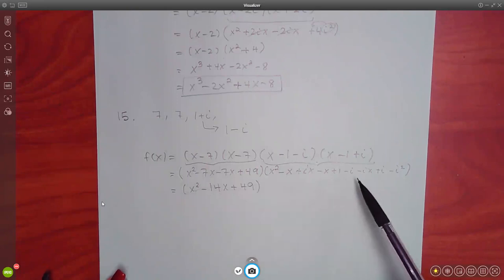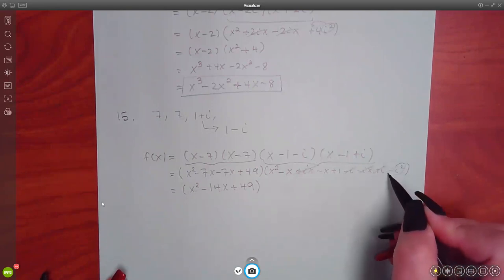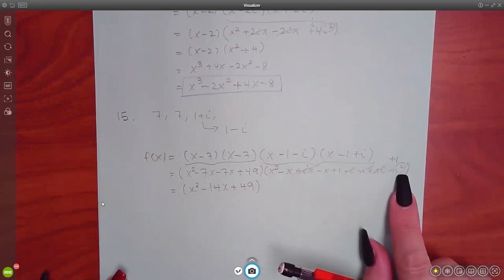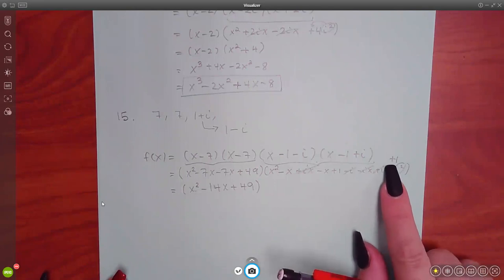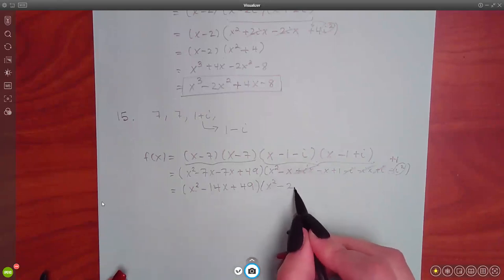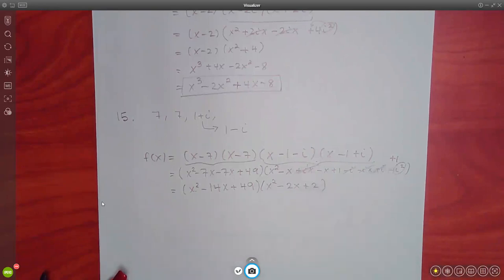So this, let's see, the positive ix and the negative ix will cancel. The negative i and the positive i will cancel. But this negative and this minus will actually turn into a plus 1, right? Doesn't i squared become a negative 1? And then that negative makes it a plus 1. So I have x squared, negative x and negative x is negative 2x. And then I have 1 plus 1, which means I have positive 2. And I do still have to multiply this out because I do not have it expanded yet.